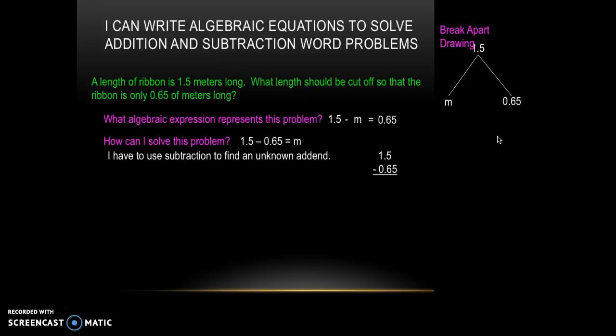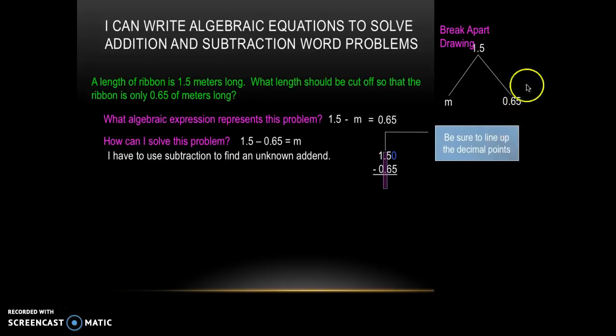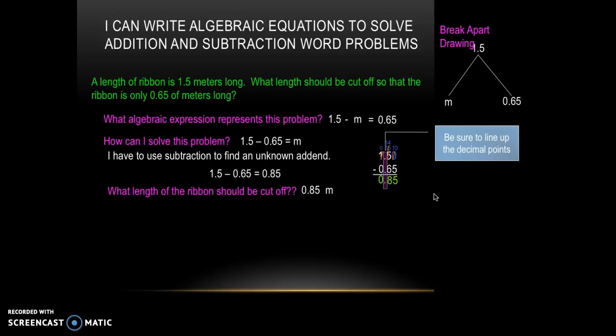Now, remember back to when we added and subtracted decimals. It's very, very important that we line up the decimal points. We've gotten away from that with all of the multiplication and division we've been doing, but always remember that adding and subtracting decimals, we have to line them up. It's also helpful to put in the 0. So I'm going to go ahead and do my borrowing, and I'm going to discover that our answer is 85 hundredths of a meter would need to be cut off.